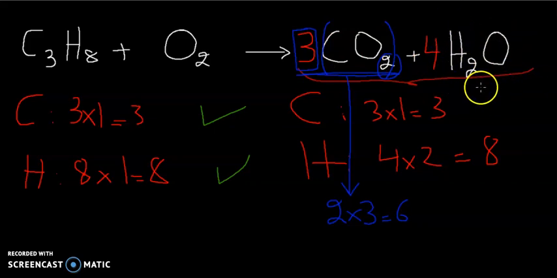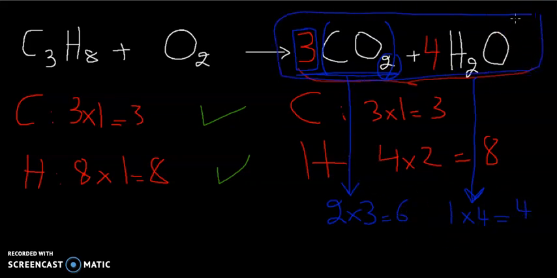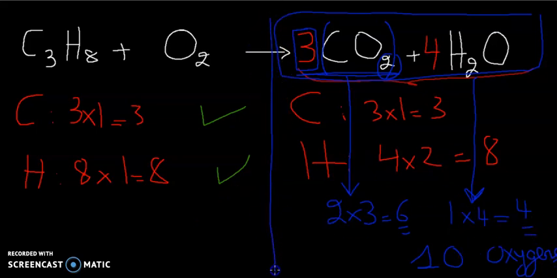Now, for this one, how many oxygens do you have here? 1. What's the coefficient? It's 4. So 1 multiplied by 4 will give you 4 oxygens. Okay, but both of them are products, so I should add them. 6 plus 4 will give me 10 oxygens. So this is on the product side.